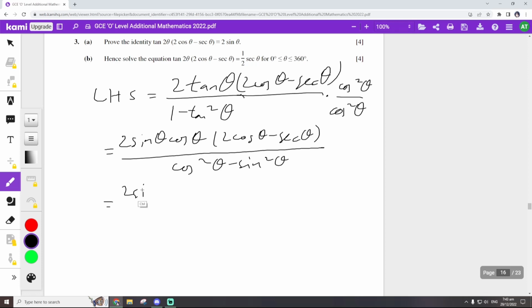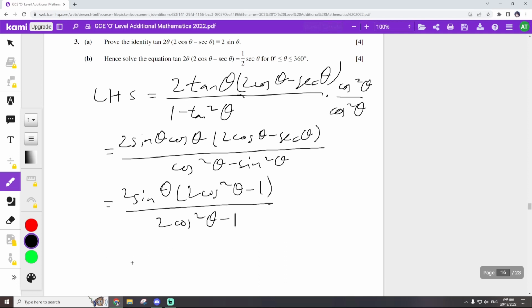Let's put the 2 sine theta outside and multiply in the cosine theta. I'll get 2 cosine square theta minus 1. And I know that cosine square theta minus sine square theta is cosine 2 theta, which is also 2 cosine square theta minus 1. So the top and bottom cancel, and you're just left with 2 sine theta, which is the right hand side. Yeah.